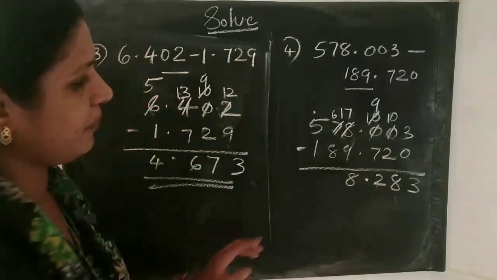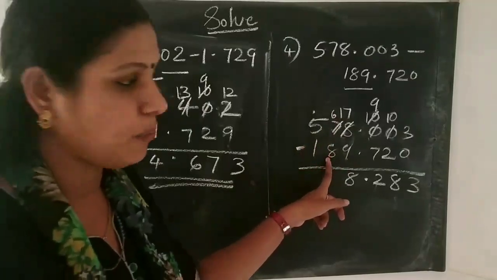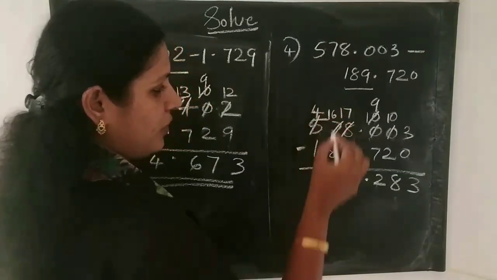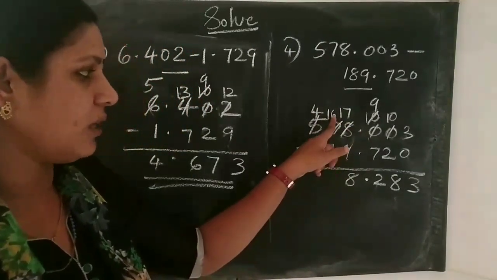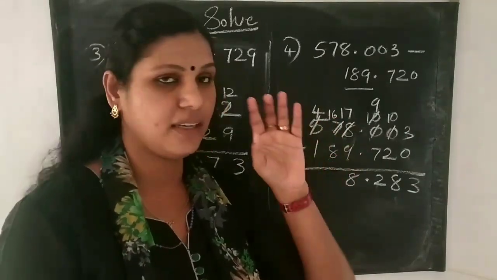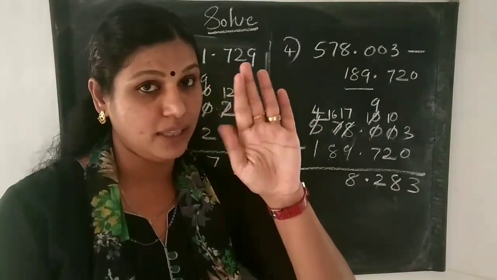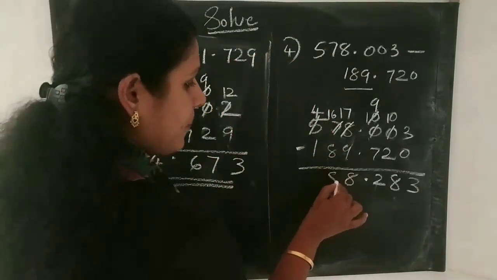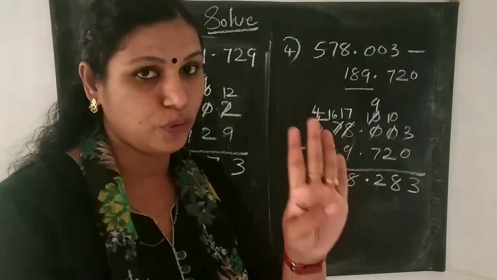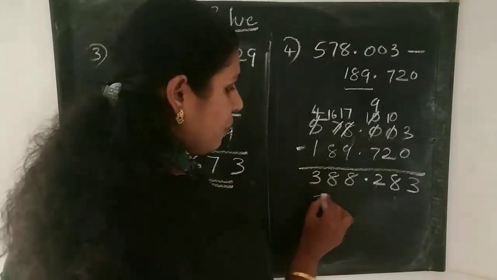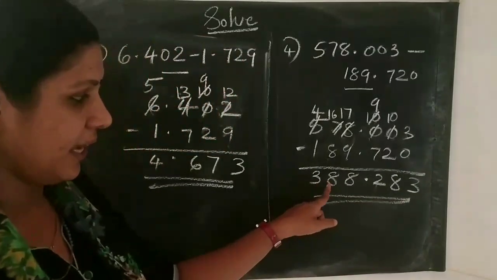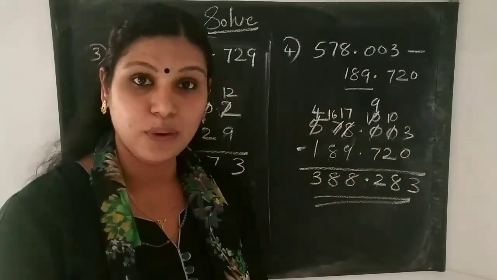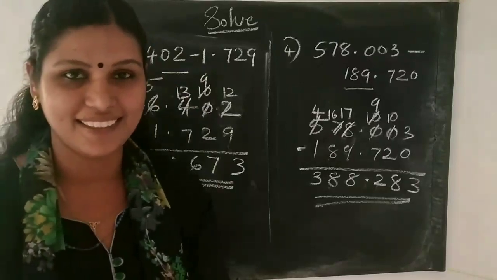Put a point here. 6 minus 8 is not possible. Borrowing 1 from here. Here we get 4. Then after 8, count up to 16. After 8, 9, 10, 11, 12, 13, 14, 15, 16. So we get 8. 4 minus 1. 4 minus 1 is 3. So we get the number as 388.283. Okay, understood how to add and subtract.